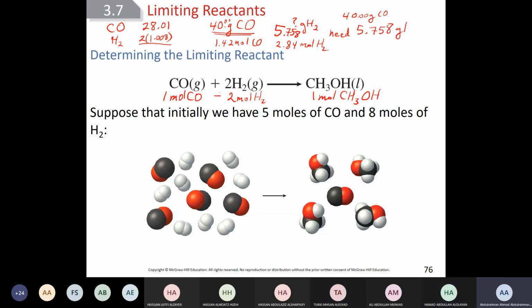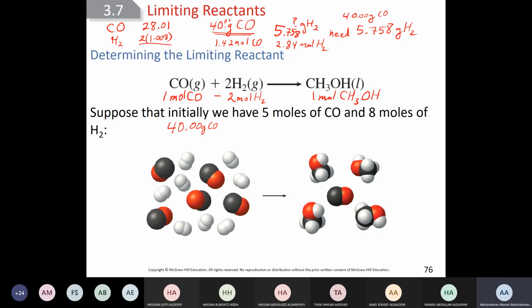5.758 gram H2 to make the reaction complete. Is this easy or difficult? Easy. Okay. Next, let's assume that I have 40.00 gram CO, and in the lab I mix it.